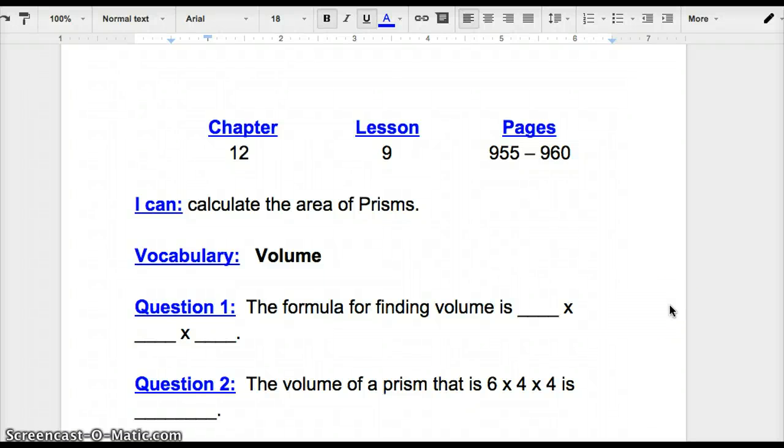Today's lesson is Chapter 12, Lesson 9 on pages 955 through 960. Our objective is I can calculate the area of prisms. Vocabulary: volume. Question 1. The formula for finding volume is blank times blank times blank. Question 2. The volume of a prism that is 6 by 4 by 4 is blank.